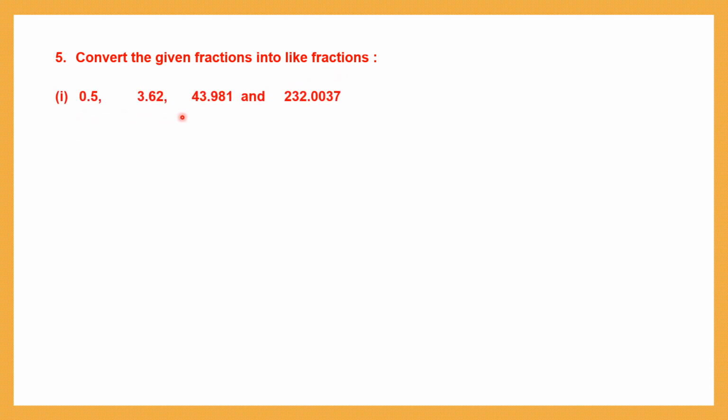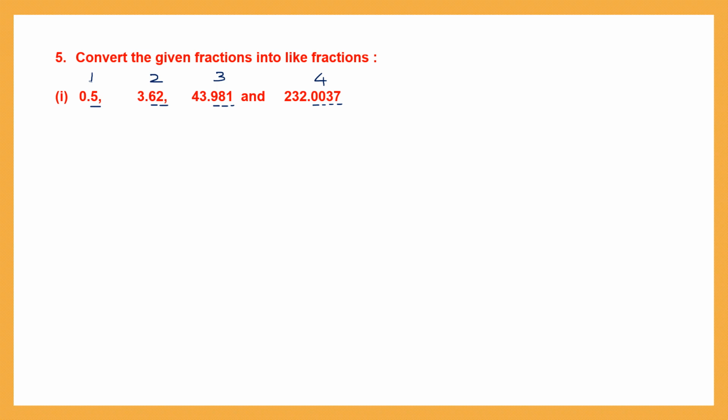Okay, so we've been given some decimal fractions here. We have to convert them to like fractions. What do we mean by that? Now look at the first one here. The first number is 0.5, isn't it? There's only one decimal place. Second one, there are two decimal places. Third one, 1, 2, 3. There are three decimal places. Fourth one, 1, 2, 3, 4. There are four decimal places.